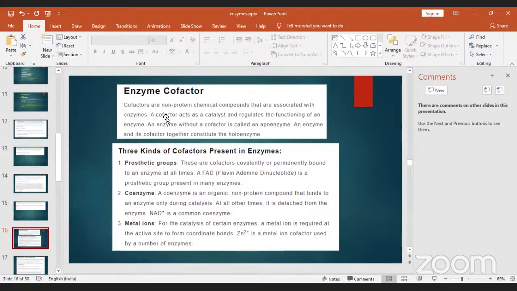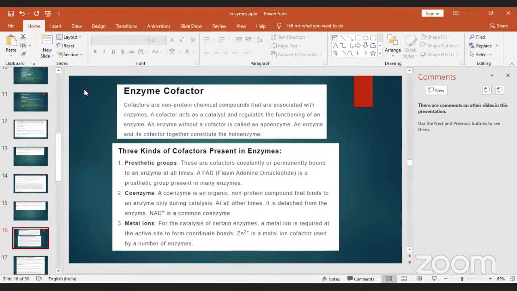And these coenzymes assist enzymes in the cleavage of the substrate. Examples: NADP, FAD. NADP means nicotinamide adenine dinucleotide phosphate. FAD is flavin adenine dinucleotide. And NAD is nicotinamide adenine dinucleotide. NAD, NADP and FAD are coenzymes.